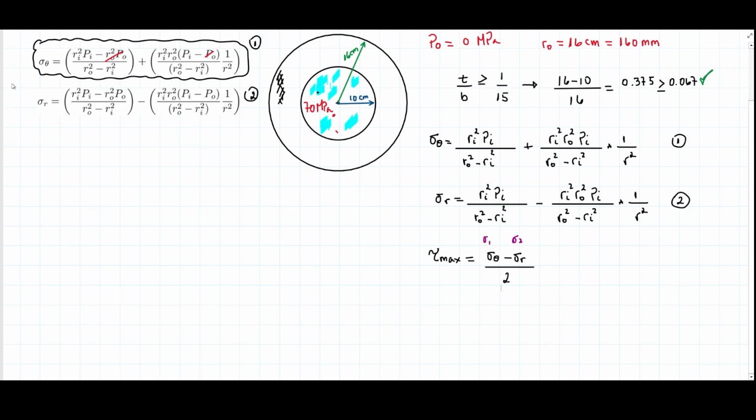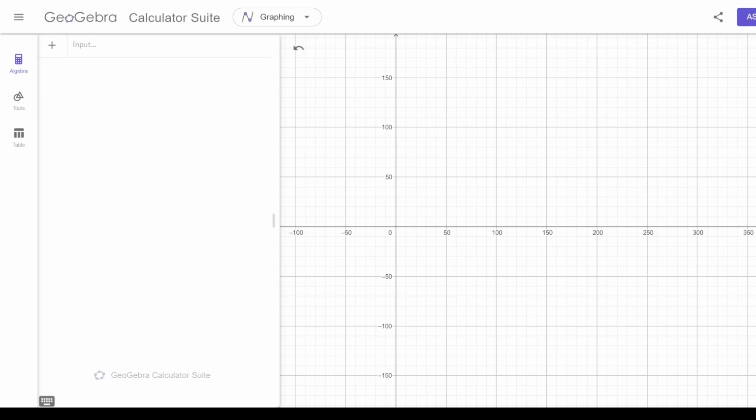Perfect. So I'm going to jump to GeoGebra just to have an idea of the graph of these, because that's what they're asking me. We're also going to use GeoGebra to populate certain equations to get the maximum circumferential and radial stresses. So let me jump to that right now. Actually, I should put it here. Yeah, it's better.